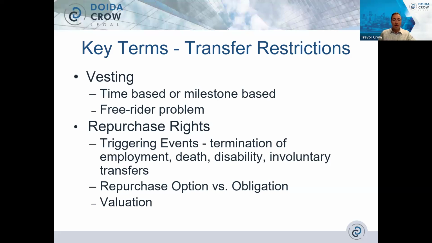Repurchase rights, there could be, again, repurchase rights that are triggering events based on termination of employment, death, disability, involuntary transfers. This would be a big one, again, for closely held companies where you want to make sure who's in your company, who's the owner and who has rights to the company. So if somebody dies, maybe you don't want their spouse or their kids to own an interest. And so you might have repurchase rights built in. And that's another key provision that most closely held companies want to have.